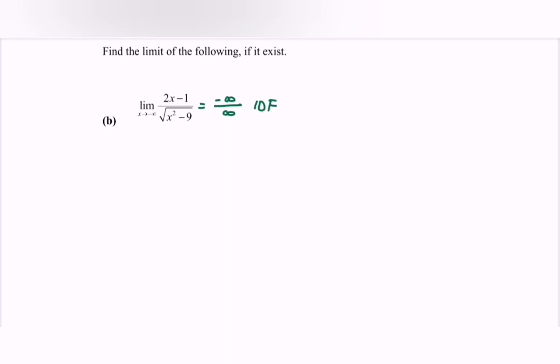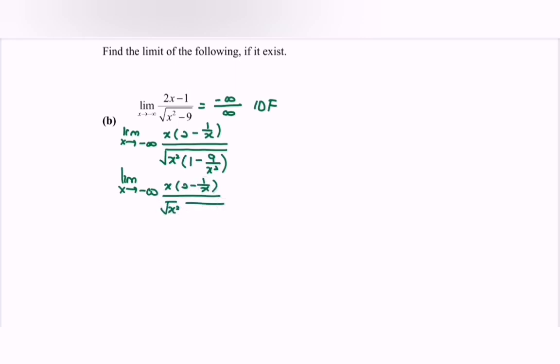So what we have to do is to divide the numerator and the denominator by the highest power of x in the denominator. So for this case, we have limit when x approaching negative infinity. Here we have to factor out the x, then we have 2 minus 1 over x, over factor out the x squared, then we have 1 minus 9 over x squared. Rewrite the situation. Limit when x approaching negative infinity, x times (2 minus 1 over x) over the square root of x squared multiplied with the square root of 1 minus 9 over x squared.